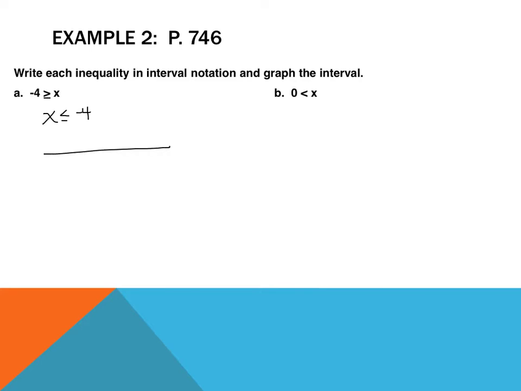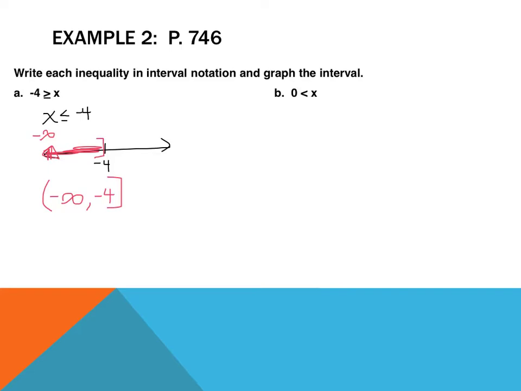Okay, so now I can draw my number line. I'm going to have -4 somewhere on it. And then less than or equal to is a bracket. Shade it to the left, including the arrow. Arrow represents negative infinity, so my interval notation is going to be negative infinity to -4. -4 has a bracket.